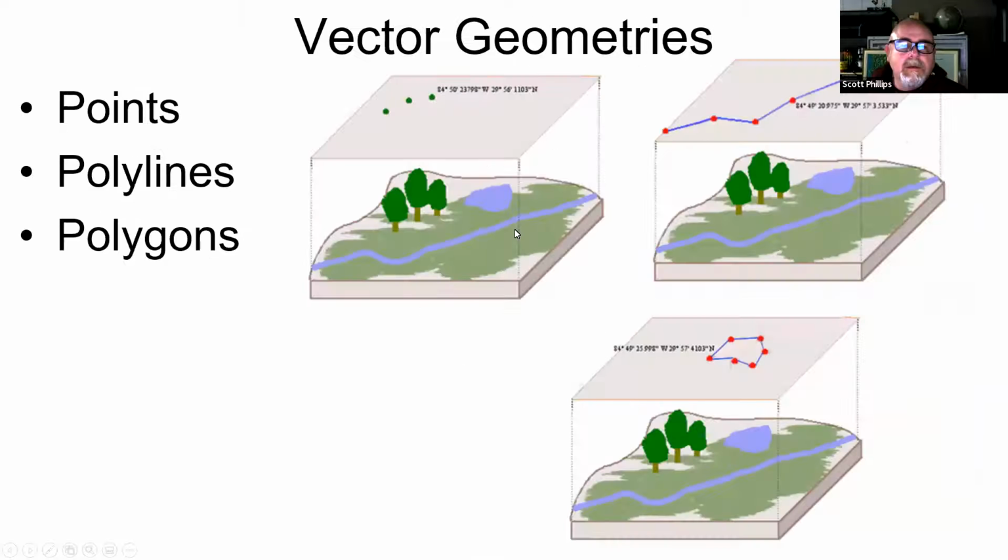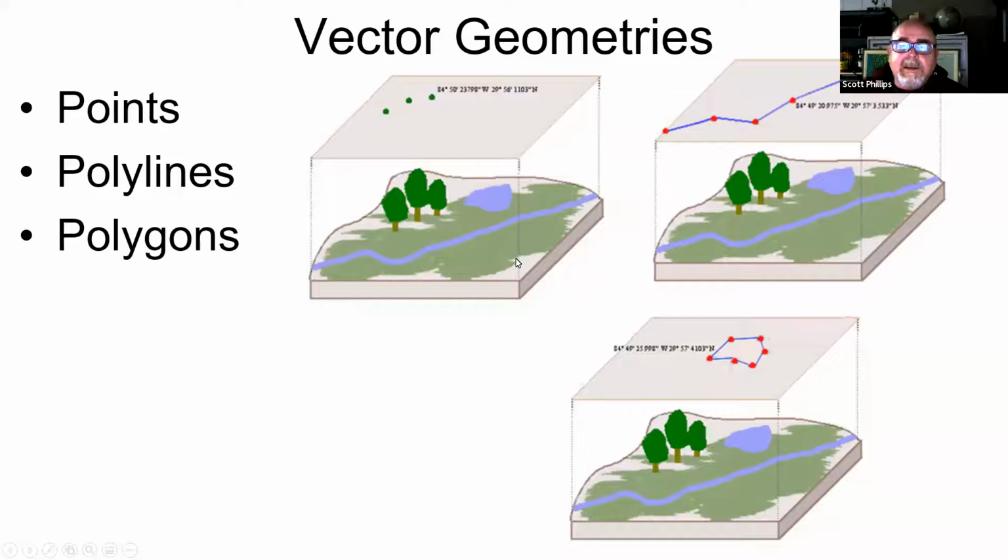So here's another way of looking at it. We have points, perhaps these three trees are represented as points. We have a series of coordinates, a pair of coordinates for each one, here, here, and here. Now, in this example, if we want to also represent this stream, we have a set of points that are connected together like a list of points that make up what we call a polyline. A polyline meaning a collection of lines that make up a feature.